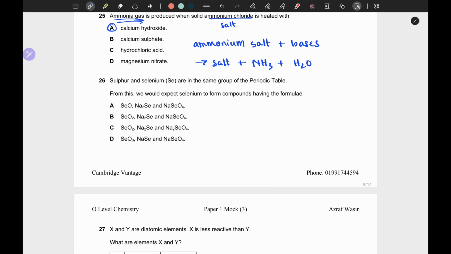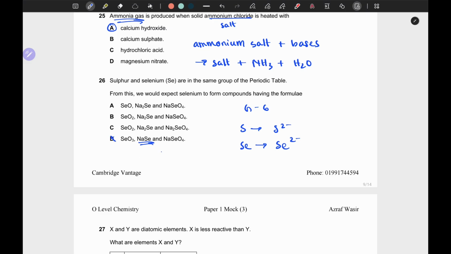26, sulfur and selenium are in the same group of the periodic table. From this, we would expect selenium to form compounds having the formula. So for sulfur and selenium, both of them are in group 6 of the periodic table. So sulfur forms the sulfide ion, which is S2-. So it's expected that selenium should also form something like an Se2- ion. And if that is the case, let's look at our options. If we form Se2-, then it can't be NaSe, because then the charges aren't cancelled out properly.